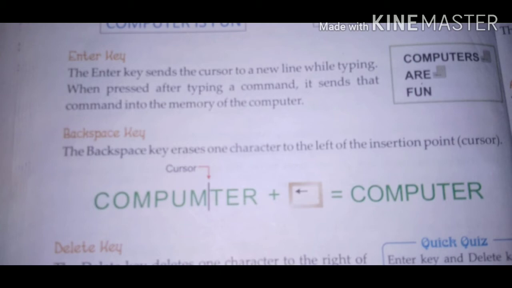Next special key is enter key. The enter key sends the cursor to a new line while typing. When pressed after typing a command, it sends that command into the memory of the computer. Next special key is backspace key. The backspace key erases one character to the left of the insertion point or cursor. Next special key is delete key. The delete key deletes one character to the right of the insertion point or cursor.